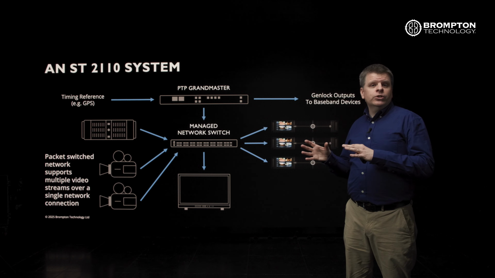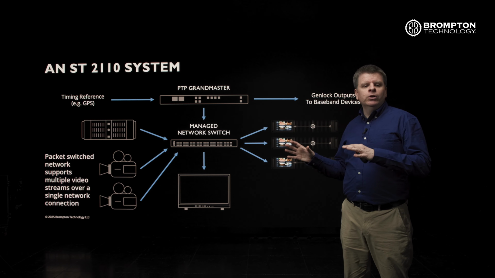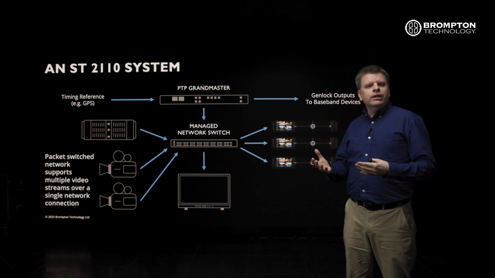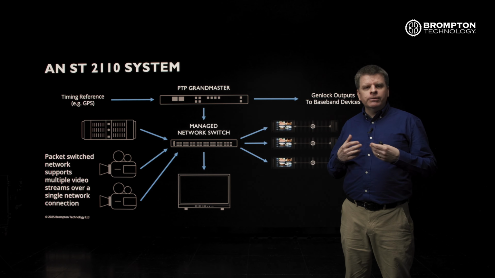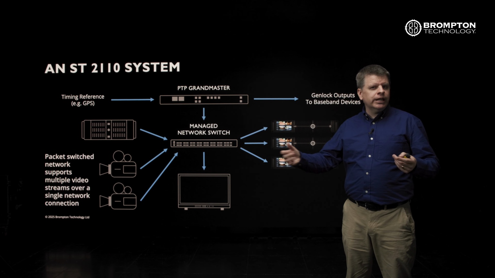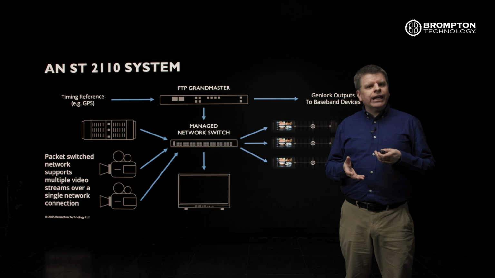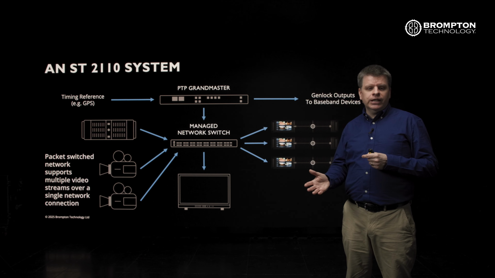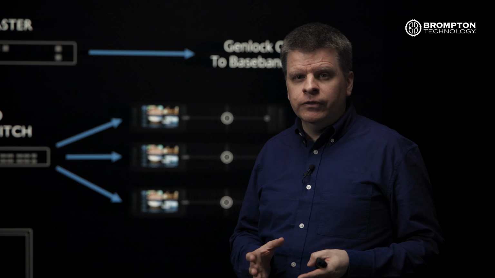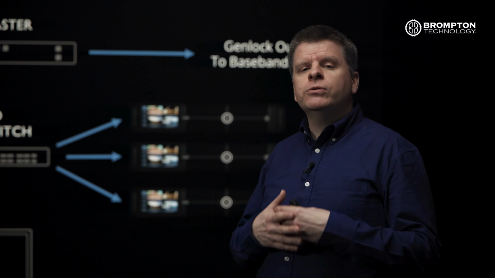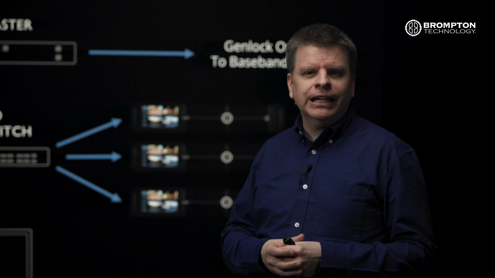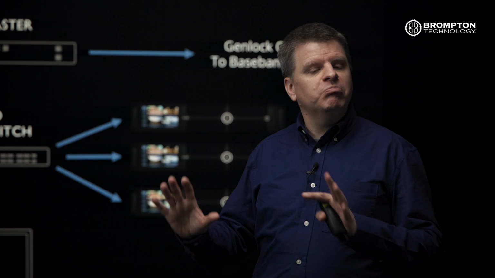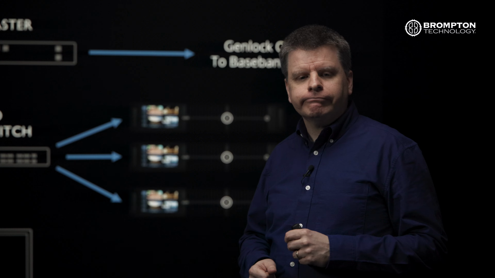Now, we talked earlier about the fact that our network is a packet switched network. And the beauty of this is that we can send multiple video streams over a single connection, over a single cable. So whereas with something like our cameras, there might only be one video signal that we need to transmit down the cable, with something like a media server, we may well want to be able to have multiple video streams simultaneously coming out of that media server. And we can do that over a single network connection, provided there's enough bandwidth there.